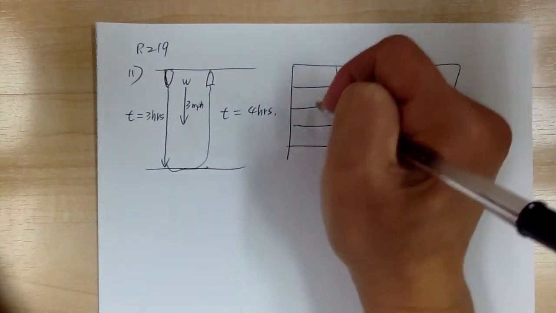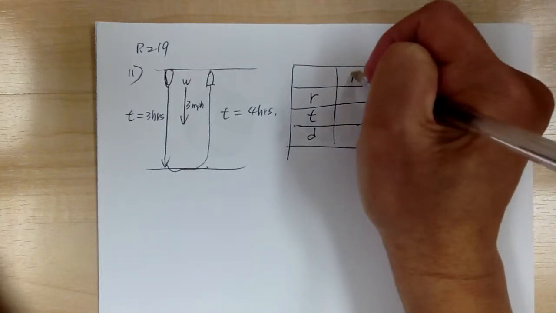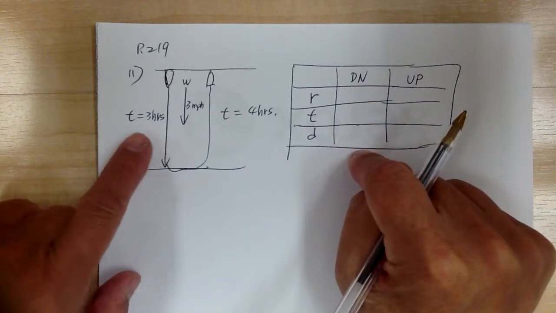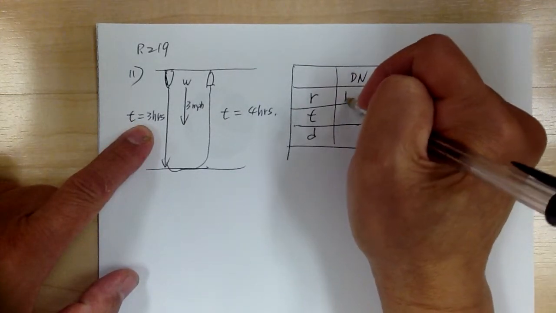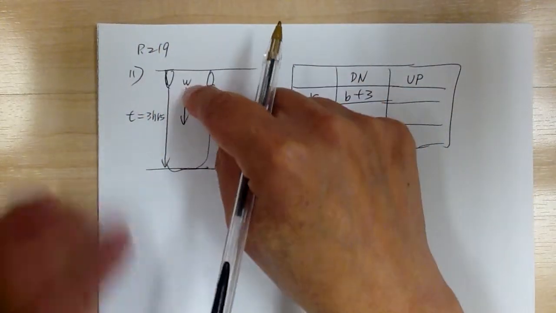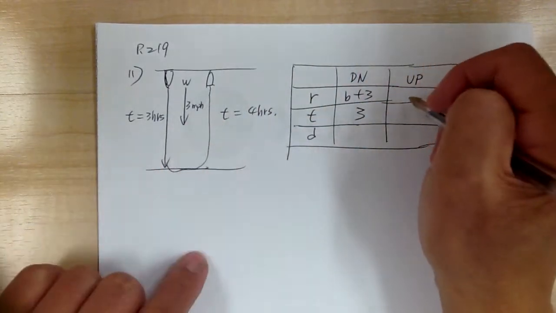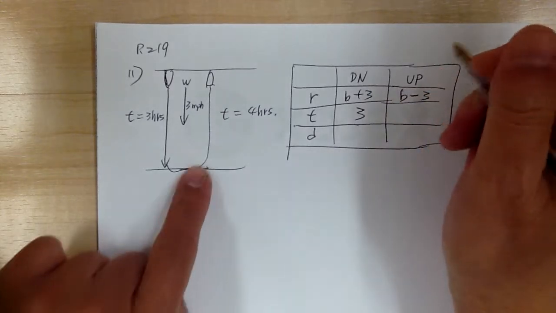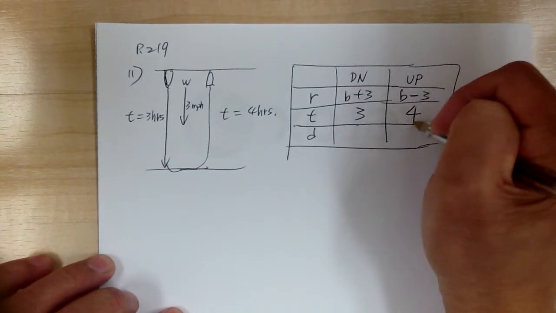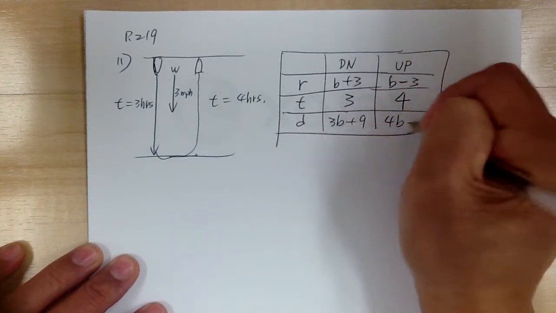Okay, so make the table, and for this motion problem it is r times time equal to distance, and this is for going down, and this is going up. So when it's going down, the speed would be the speed of the boat plus 3, because the water is going to help the boat go faster, and the time is 3. When it's going upstream, it's going to be b minus 3, because the water is going to push it back to slow it down, so it's minus. And the time is 4 hours, so you multiply, so you got 3b plus 9. Over here you got 4b minus 12.